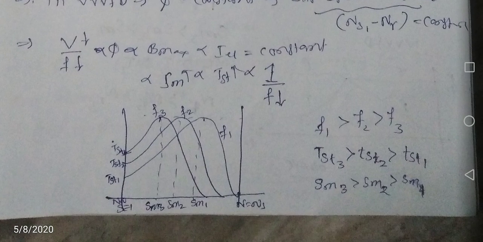From this equation, F1, F2, F3. TST3, TST2, TST1. TST3 is greater than TST2, TST2 is greater than TST1. SM3 is greater than SM2, SM2 is greater than SM1. F1 is greater than F2, F2 is greater than F3.